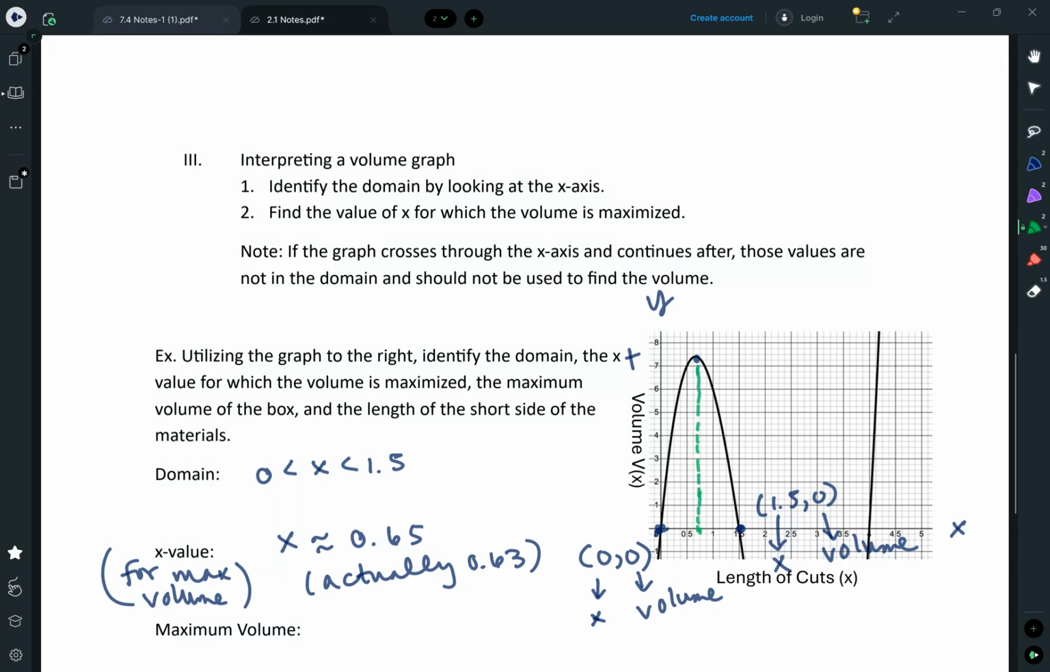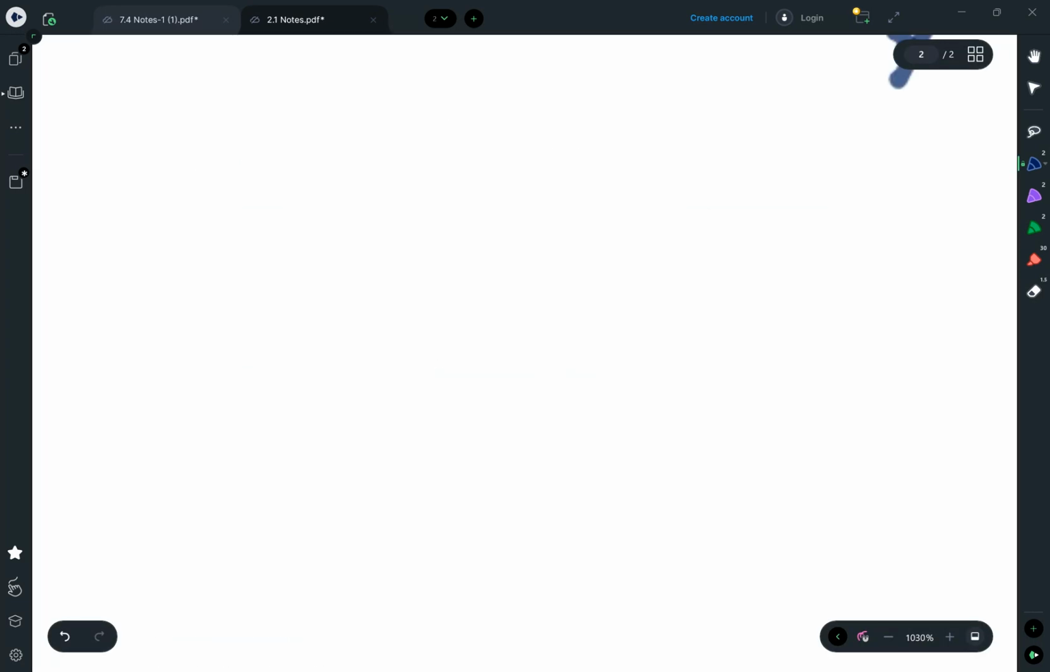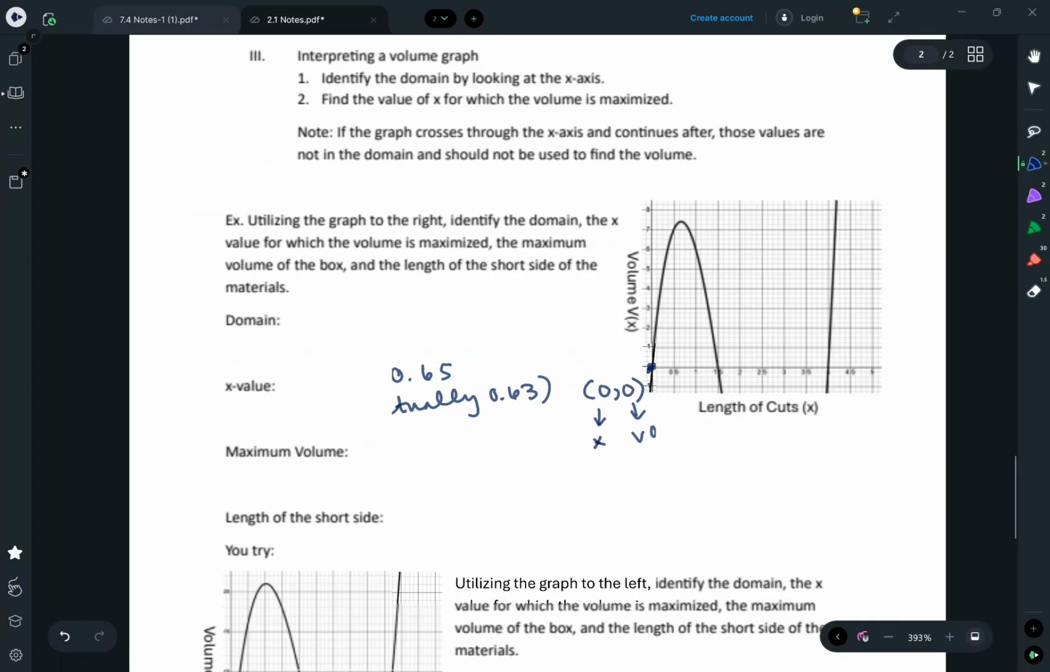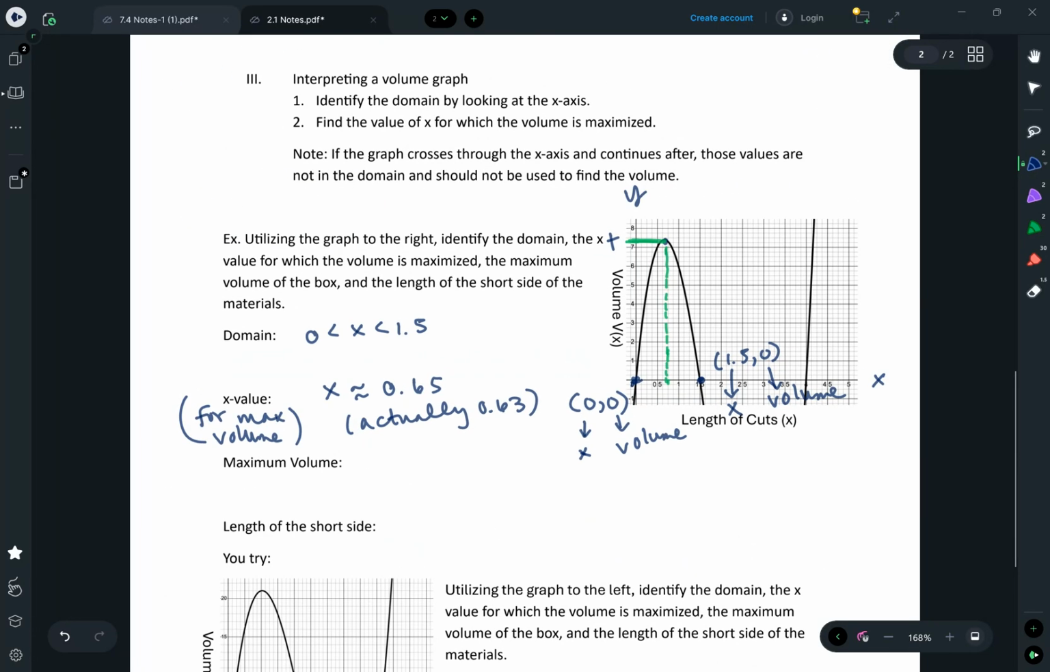Now, what is the actual maximum volume? So the maximum volume I would get by tracing across over here, right? This is where I get my maximum volume from. And it looks like almost halfway exactly between the 7 and the 8, maybe a little bit under. So I could call it 7.5. I could call it maybe 7.3-ish. Oops, I made that really, really big. So I'm going to say my maximum volume is about 7.3.